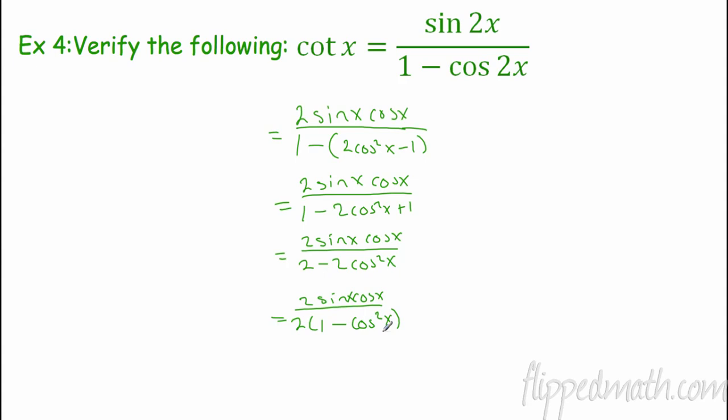Those 2's are going to cancel. So now what do we have? Well, 1 minus cosine squared x is the same thing as sine squared x. So this is sine x cosine x over sine squared x. And this will cancel out with that, so now we're left with cosine x over sine x, which is cotangent x. And that's what we wanted.